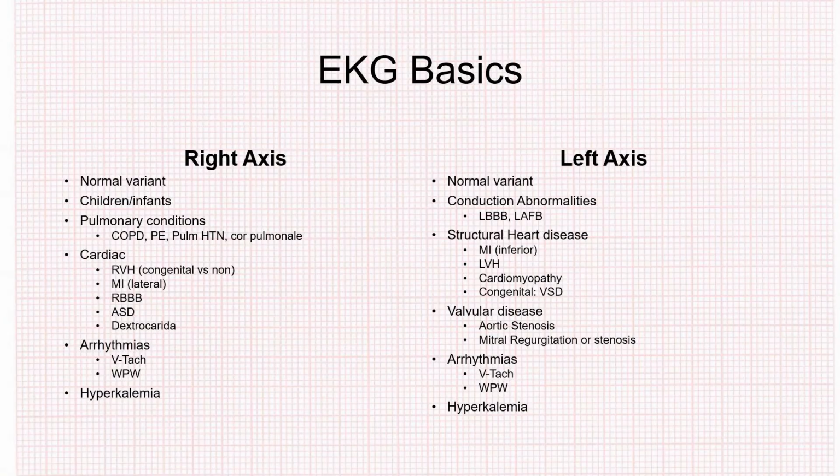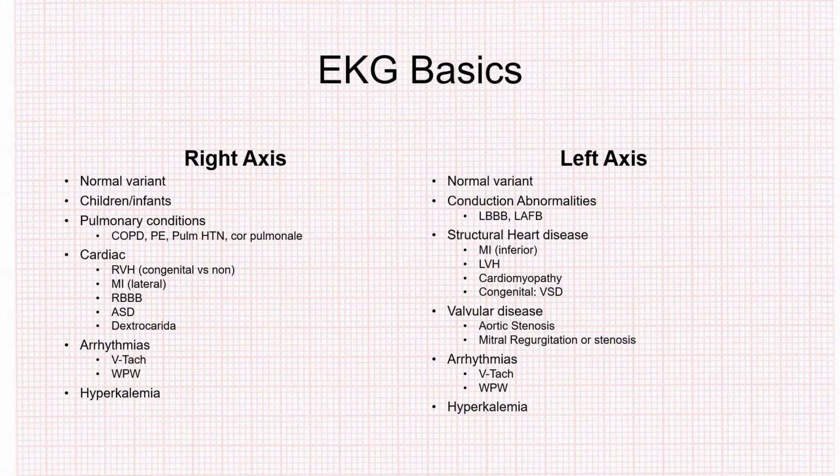Some unique things to left axis deviation would be bundle branch blocks, like left bundle branch block or left anterior fascicular blocks. Structural heart disease: an inferior wall MI might cause left axis deviation, but also things like LVH and all the conditions that lead to LVH, which is generally cardiomyopathies. Some congenital causes like ventricular septal defects, and then other things that stress out the left ventricle, which would be aortic stenosis, mitral regurgitation, also mitral stenosis.